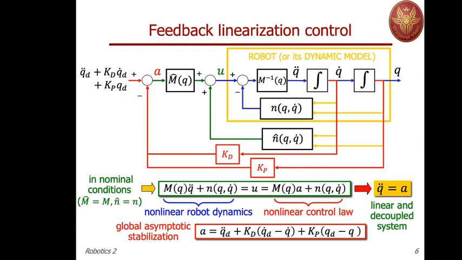So it says how the acceleration error will change, and if you choose KD and KP positive, these are necessary and sufficient conditions on each joint in order to have asymptotic stabilization. Actually, you have exponential stabilization of this type, and you have it globally, because the system behaves as a linear system, and we have seen that for linear systems, asymptotic stability is equivalent to exponential stability. So by a suitable choice of the gains KP and KD, you are able to impose the desired transient behavior to the error.